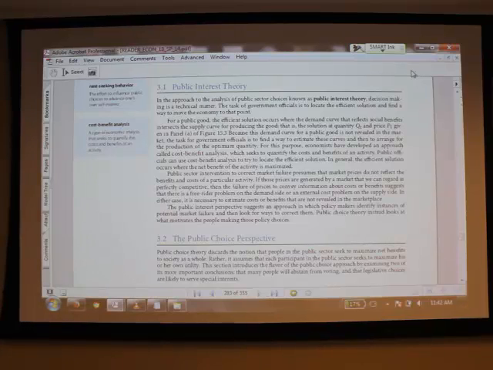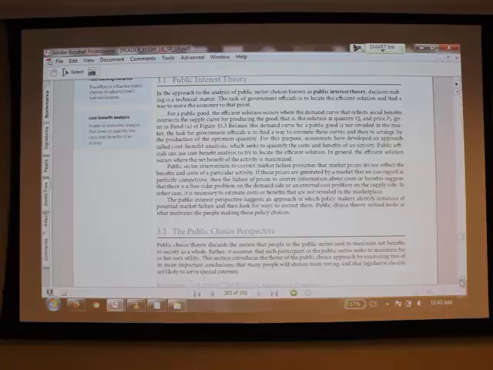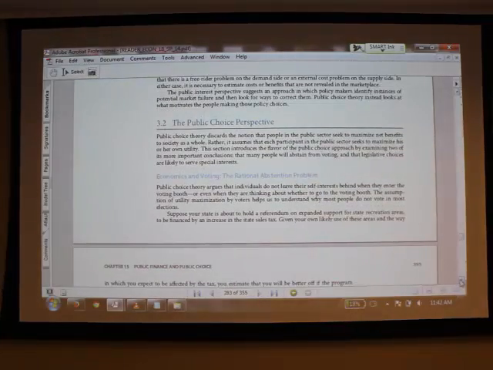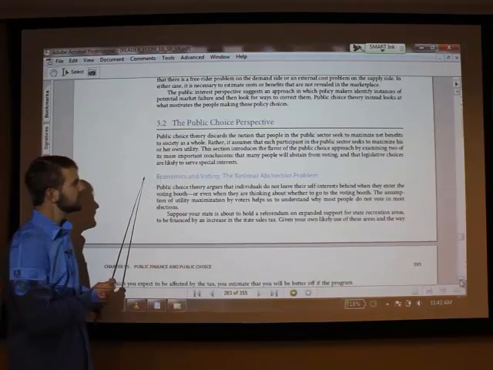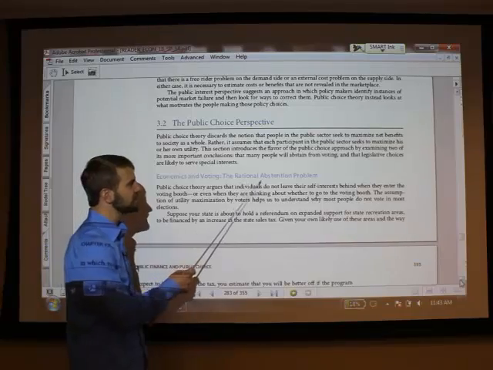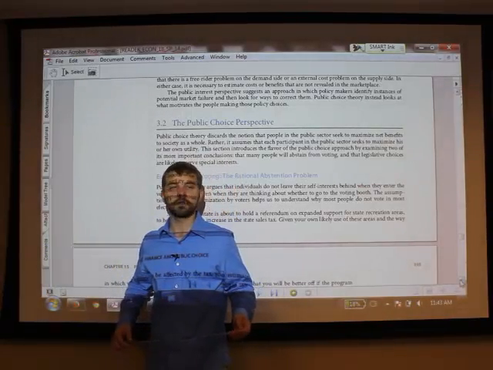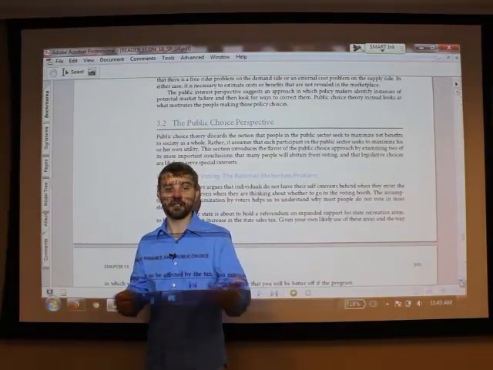That might be true in some cases, but not all cases, and this is why the public choice perspective is useful. In this section, they apply public choice theory to two areas. One is turnout. They call it economics and voting, the rational abstention problem. But really the question is, do you vote? Or did you turn out to vote?